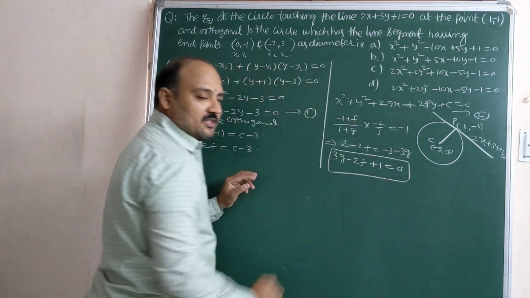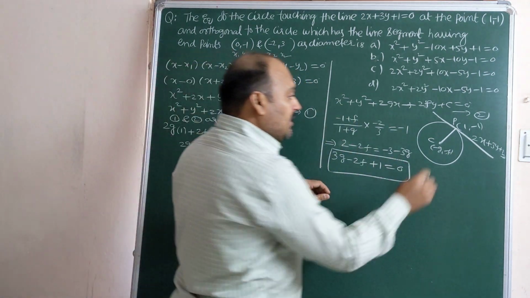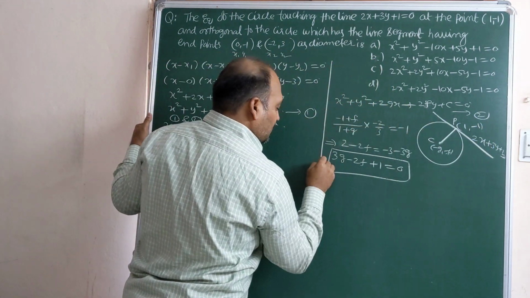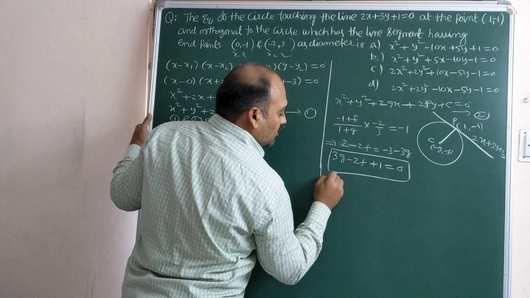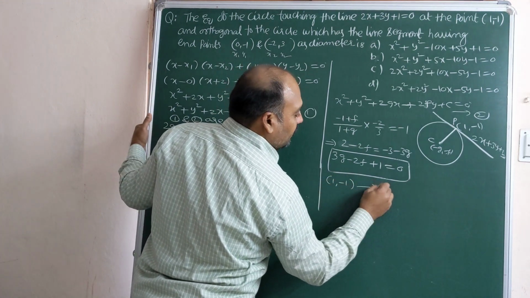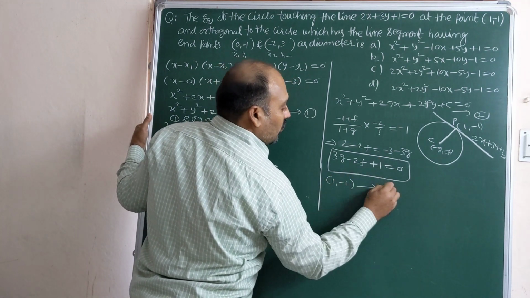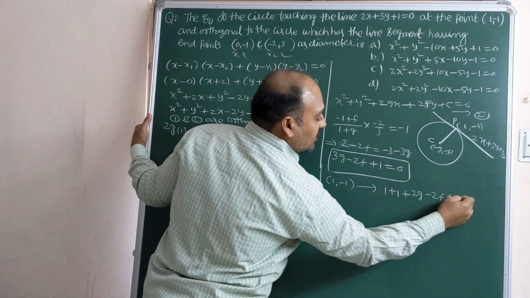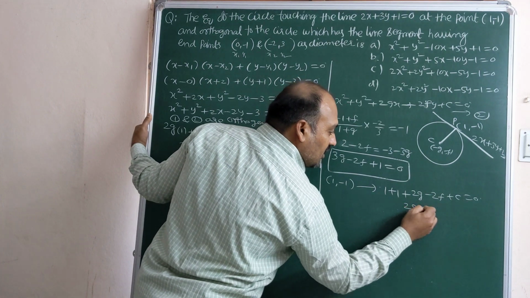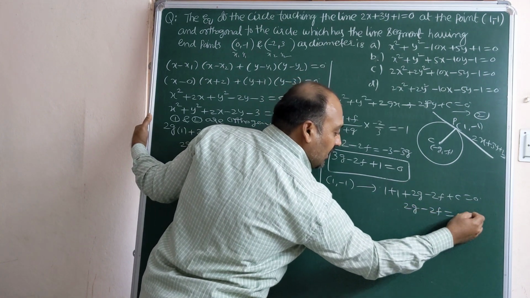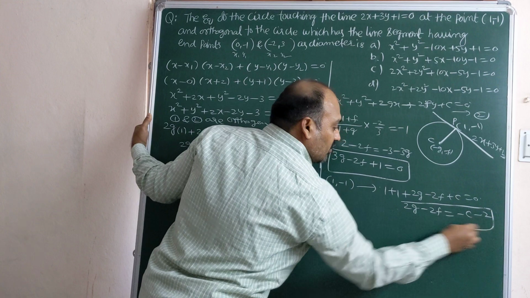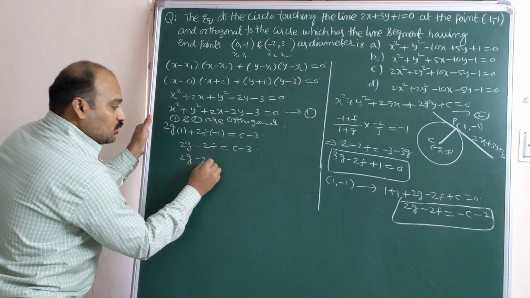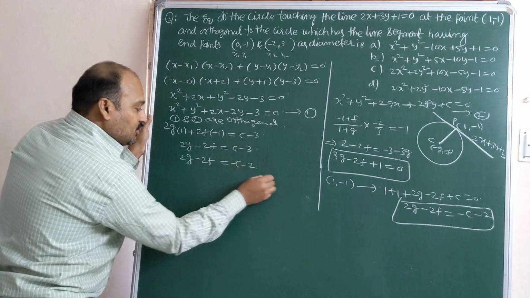This line you can keep it like this. And this circle is passing through 1 comma minus 1 also, no? So in place of x comma y, substitute 1 comma minus 1. So 1 plus 1 plus 2g minus 2f plus c equal to 0. So 2g minus 2f equal to minus c minus 2. So this equation and this equation we are going to solve. 2g minus 2f equal to minus c minus 2.